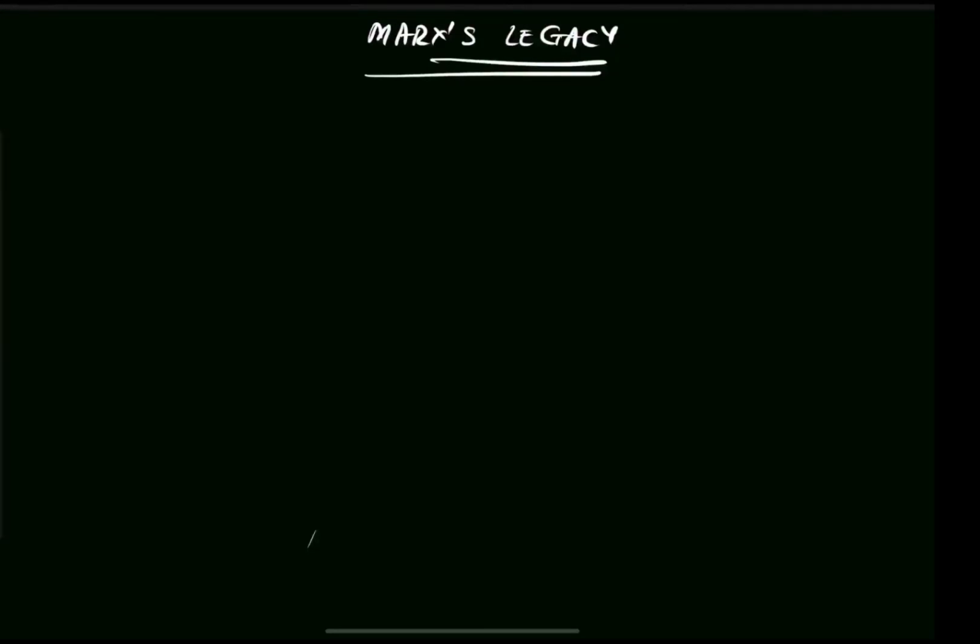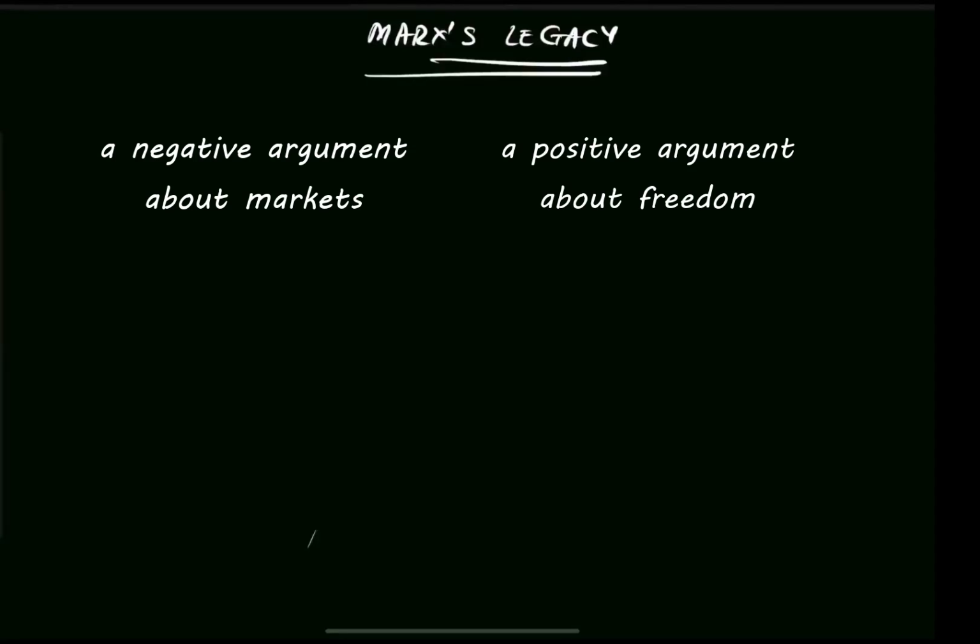So if both Marx's micro and macro theory of capitalism are problematic, what's left? I think there are really two main things that can constitute Marx's legacy. One is a negative argument that comes out of the Marxist criticism of the capitalist system, and one is a positive argument about freedom. Let's start with the negative argument.